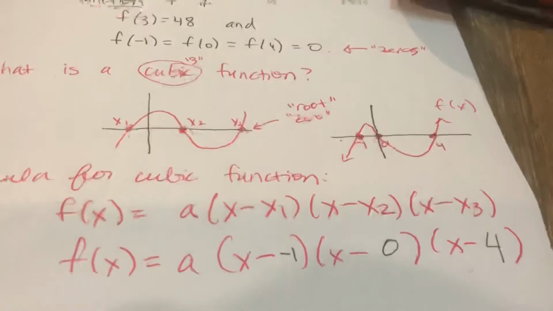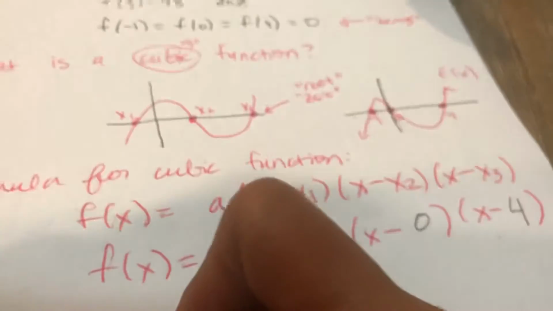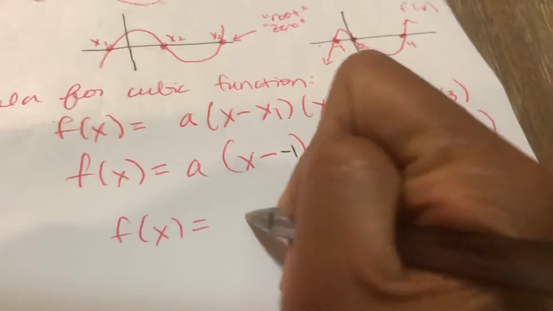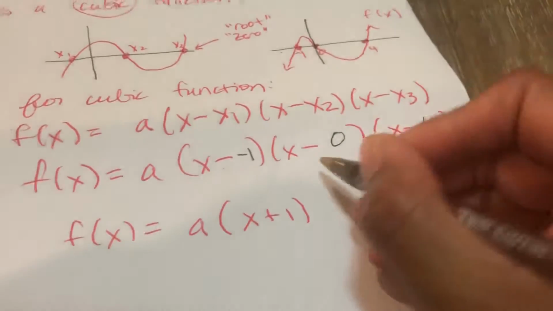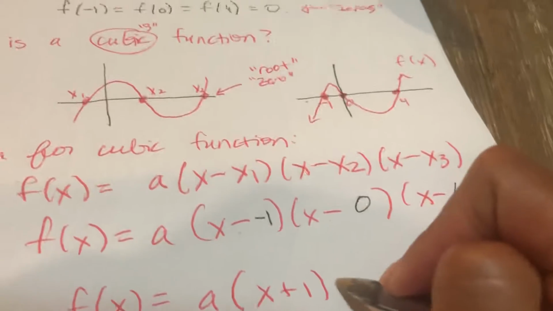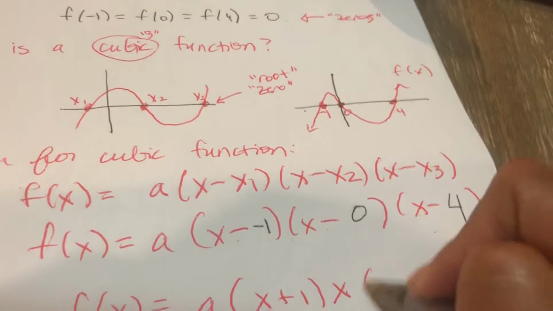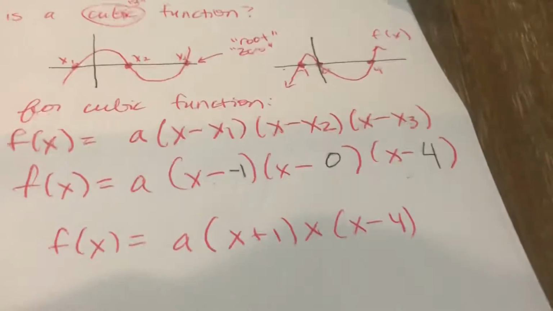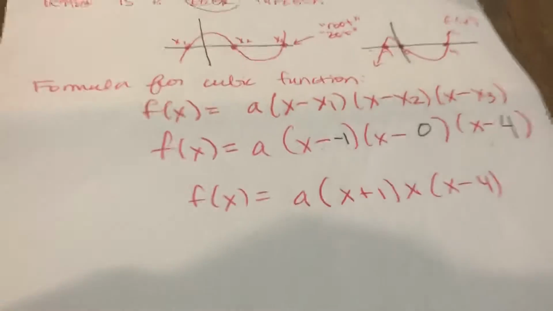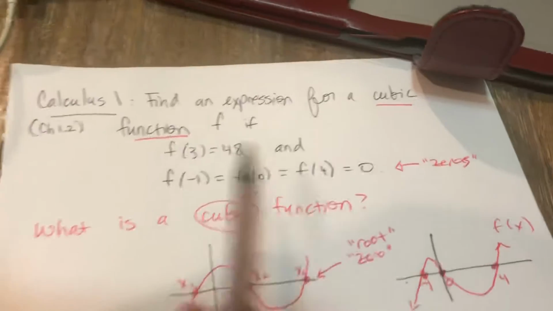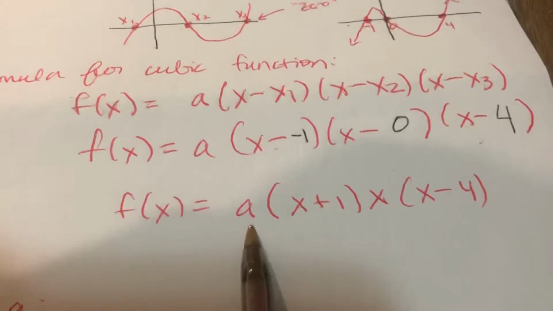Okay, and just to make this look a little bit simpler, I'm going to say f of x is equal to a times (x plus 1), change the minus to the plus. x minus 0 is simply just x. x minus 4 is x minus 4. There. So next, we need to find out what a is. We need to find out what a is in order to complete this problem, because the question is asking us to find an expression for a cubic function.